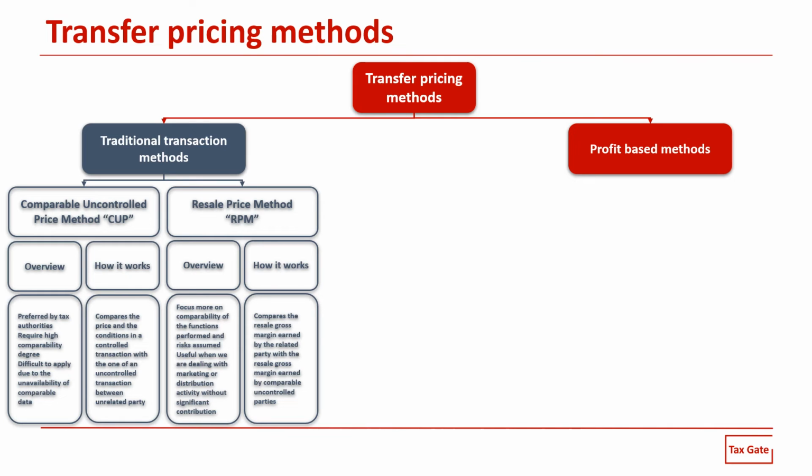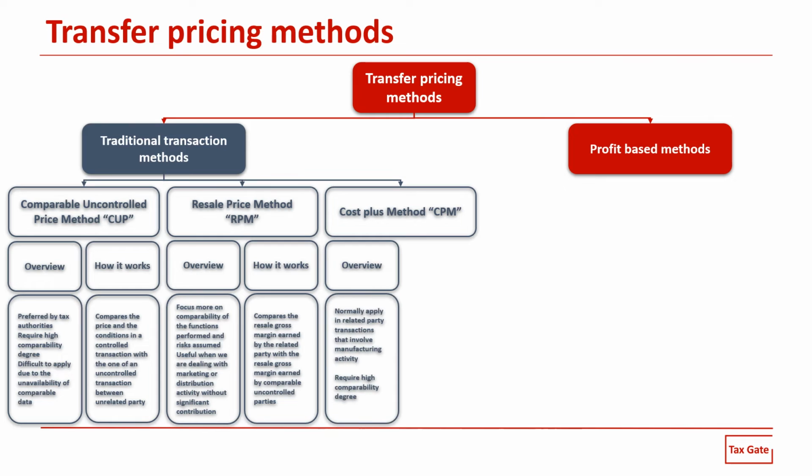Well, and now the last method under this category, which is the cost plus method. The cost-plus method is normally applied in related party transactions that involve manufacturing, assembling, and production of tangible goods where costs are easy to determine. And that's why the first step in applying this method is to determine the manufacturing costs incurred in a controlled transaction, and then a market-based markup would be added to the identified costs to account for an appropriate profit.